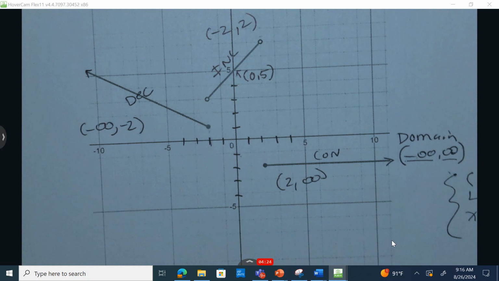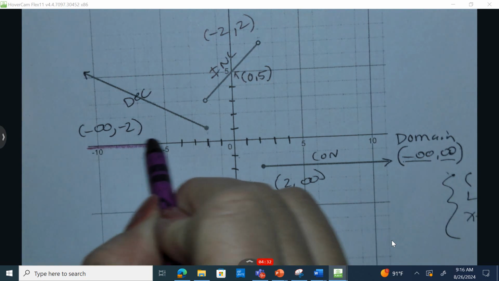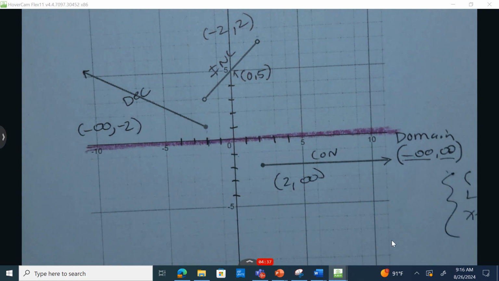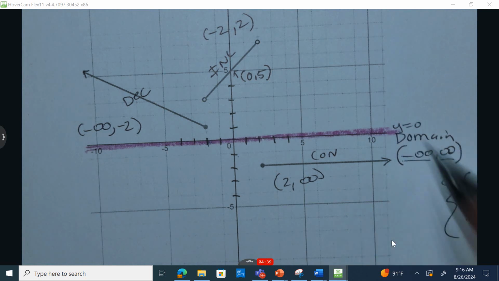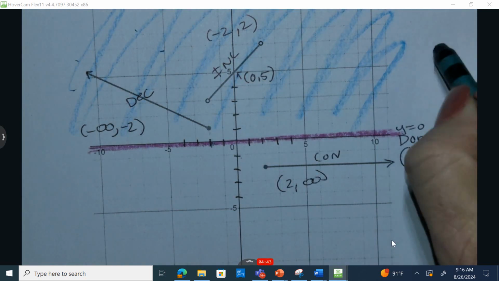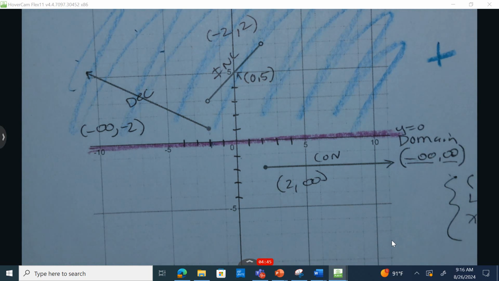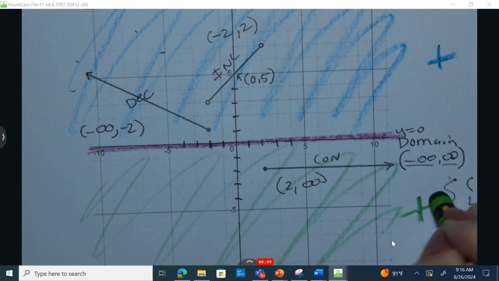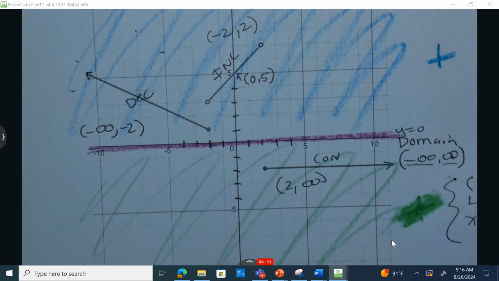All right, the most missed question on this test was how do you describe where the function is positive or negative? So this line describes where it's neutral. Why is that? Because the y value is 0. This is y is 0. That's why it's neutral. Anything above this would be y's that are positive. Anything below this would be y's that are negative.